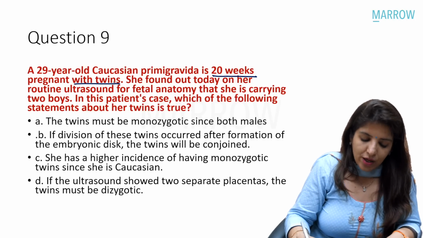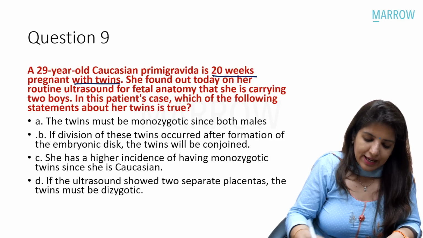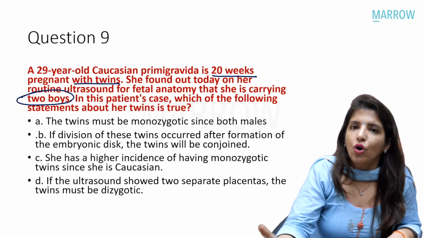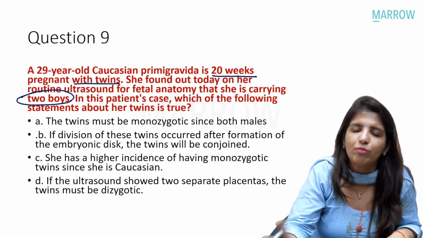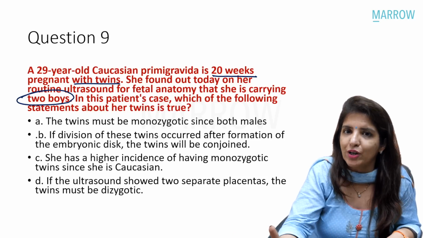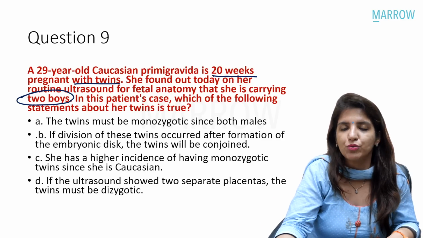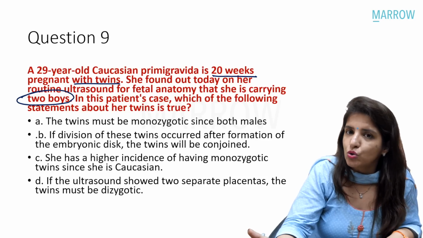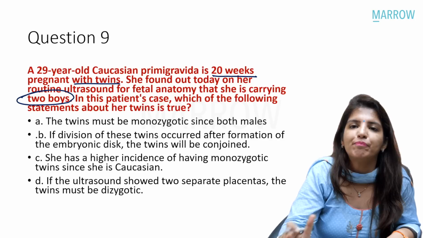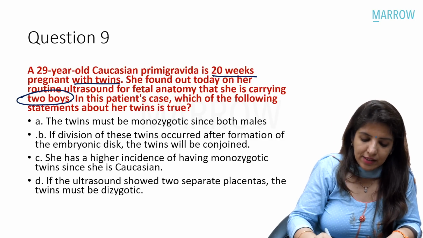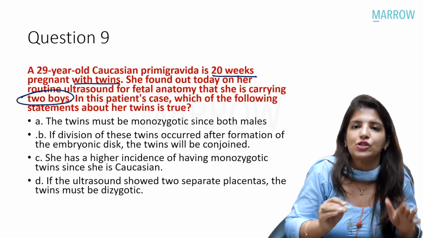She found out today on a routine ultrasound for fetal anatomy that she is carrying 2 boys. So all of you know that in India the sex cannot be revealed on ultrasound, but it is not so in developed countries like the US and UK, where the sex is revealed once the ultrasound is done. So this female who's 20 weeks pregnant has come to know that she's carrying twins and both of them are boys. In this patient's case, which of the following statements about her twins is true?